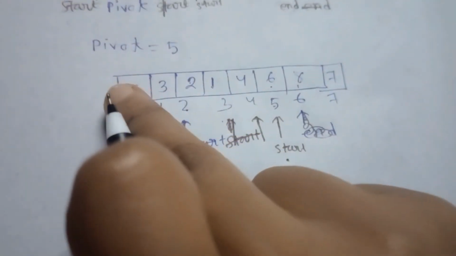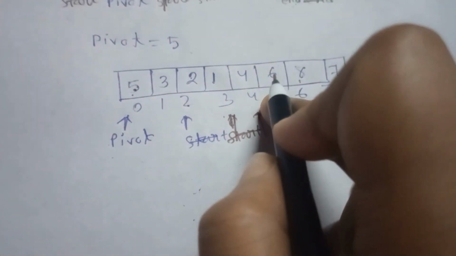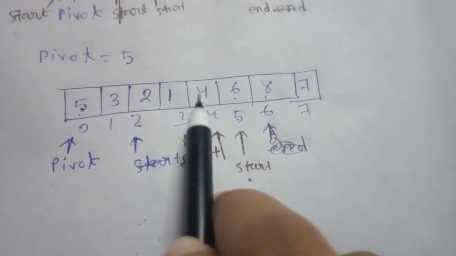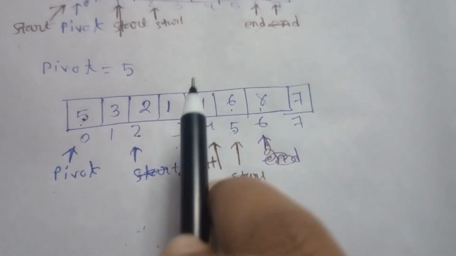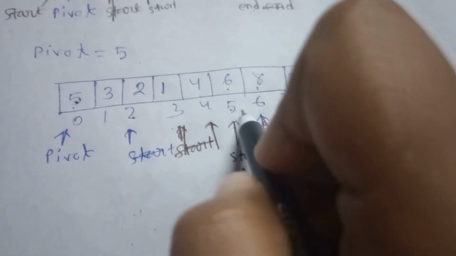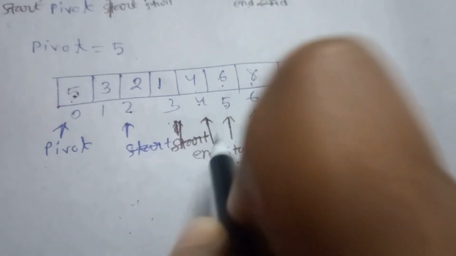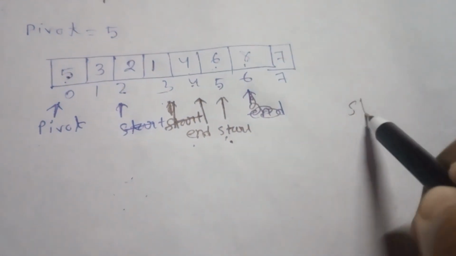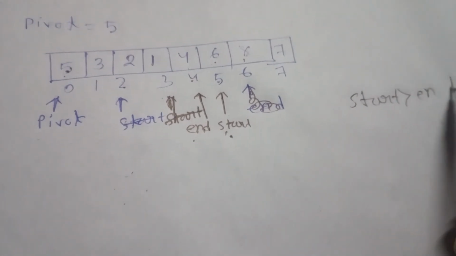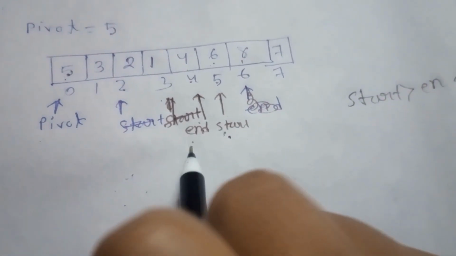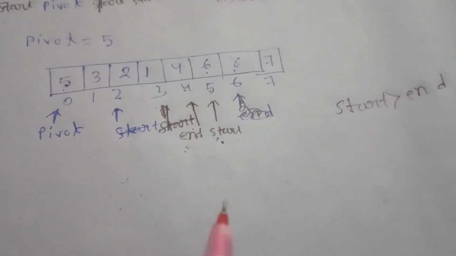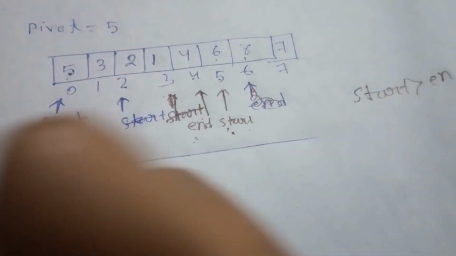6 greater than 5, true, so we decrement end. Now the end is here. 4 greater than 5, false, now the end is here. As start is greater than end, there is no swap between start and end. So now the swap is possible between pivot and end.